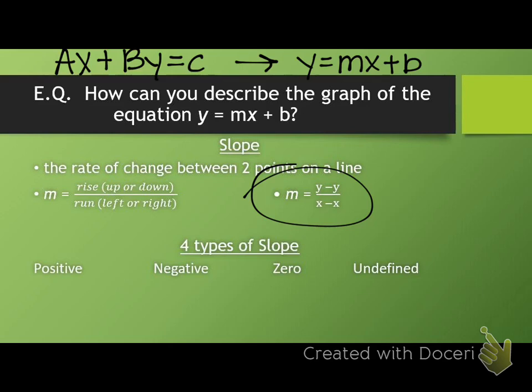Now, there are 4 types of slopes. We have a positive, a negative, a zero, and an undefined. But we've got to be able to look at a graph and decide quickly, is that positive, is that negative, is that zero, or is that undefined? So hopefully you've been taught in the past, when I'm looking at a graph, I look at it from left to right. So if my slope is positive and I'm looking at it from left to right, what should my line be doing if my slope is positive?